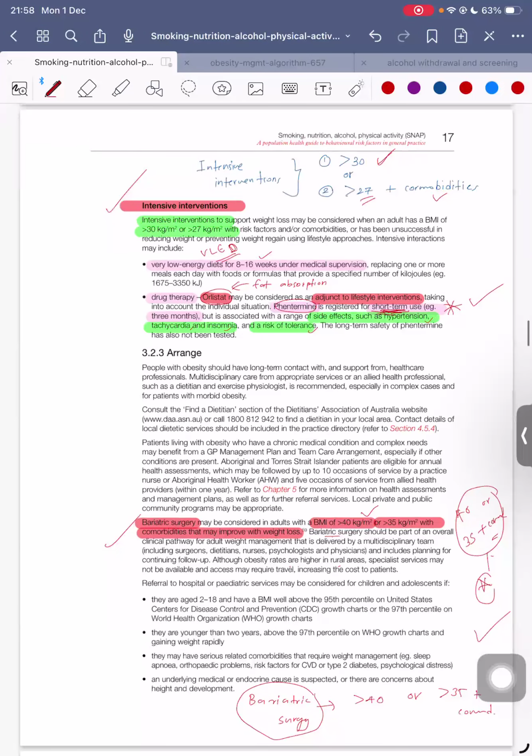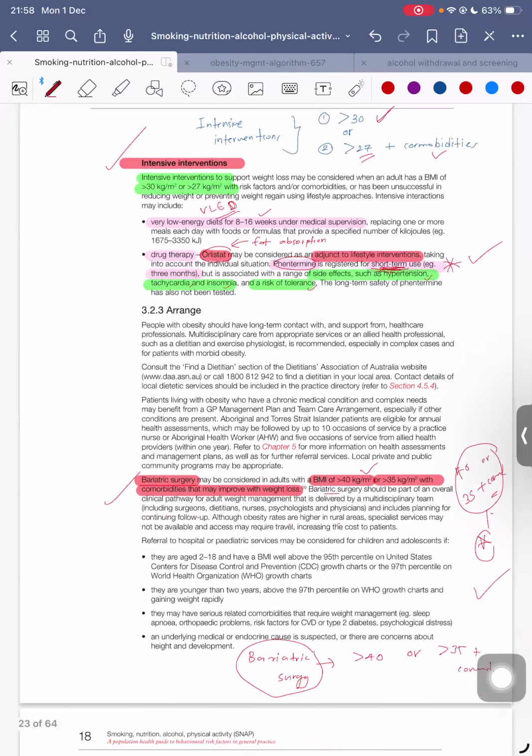Who can tell? You have to remember this, okay? These are very high yield for AMC. In previous exams, in each and every month, they have asked about bariatric surgery indications and how we treat. It's a very high yield topic.